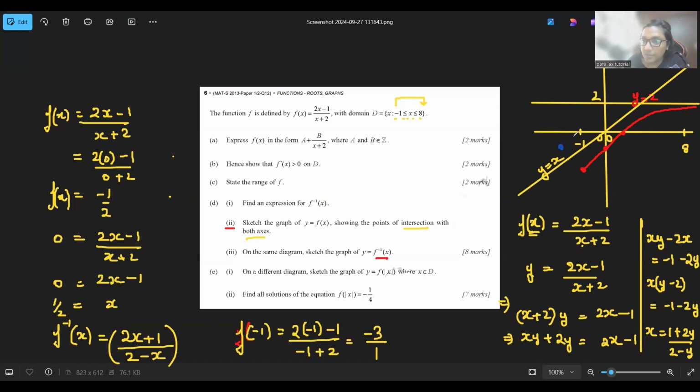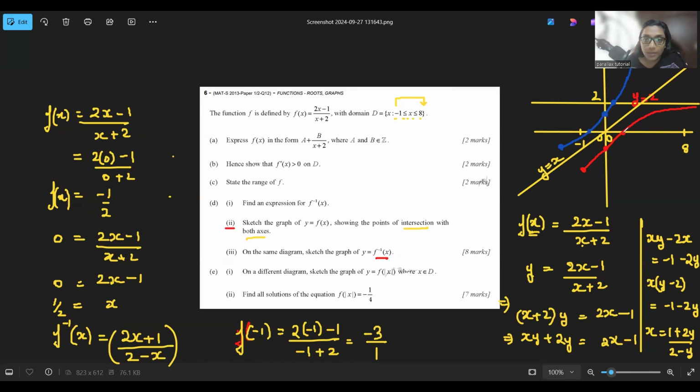Let's say our blue function is the inverse function and it will be something like this, right? This is how it should be. And obviously, as you can see, it's not very clear, but roughly this is the shape. But the question is you have to sketch the graph, which means you should show the point of intersection of the inverse function with the x and y axis, right?